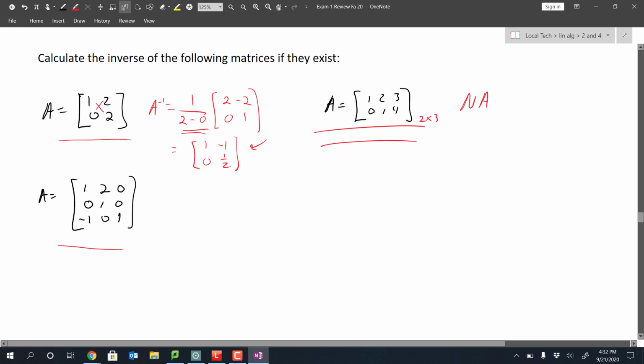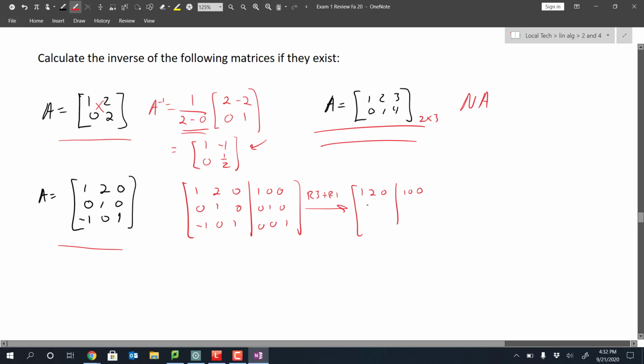So if I wanted to invert this one, I would take my matrix and augment with the identity matrix, and then I would do row reduction like normal. So this row reduction means I want to put a 0 in this position right here. To do that, I would take row 3 plus row 1. Row 1 would stay the same, row 2 would stay the same. My new row 3 would be 0, 2, 1, 1, 0, 1, if I took the third row plus the first row.